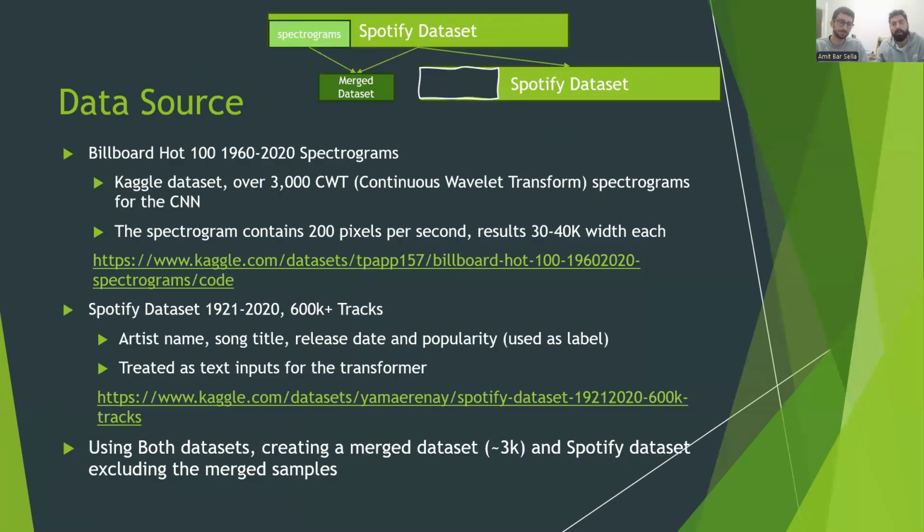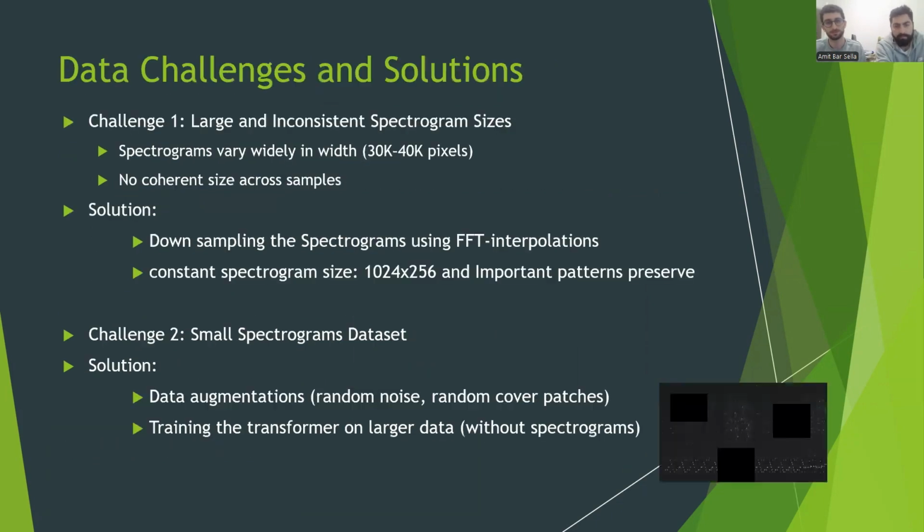We rely on two main datasets. Billboard Hot 100 spectrograms, a Kaggle dataset containing CWT spectrograms, which capture a lot of time frequency information. The second one is the Spotify dataset, a large dataset containing textual fields like artist name, song title, release date, and popularity. We aim to combine those two into a merged dataset that has both spectrogram and matching textual info. We also separately use the large Spotify dataset purely for text-based model pre-training.